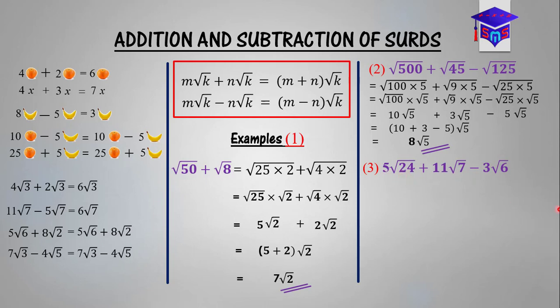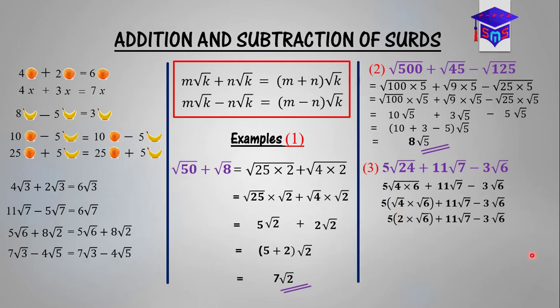Can you write this first term in this form? 5 root 4 times 6. 4 times 6 is what? 24. Then we bring down the other ones because they are already in the simplest form. Let's simplify this further. You can go ahead and write this in this form, then bring down the other ones. You can decide to skip this step if you are familiar with how to do these things. Then again, root 4 will reduce to what? 2. Root 4 is the same as 2. You bring the other terms.